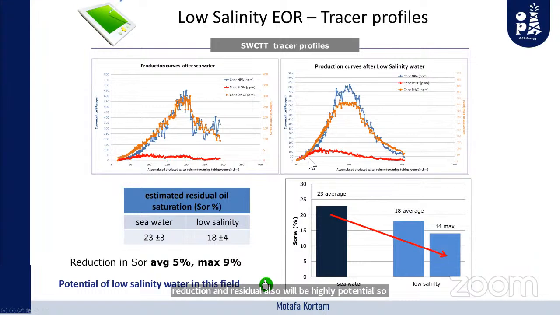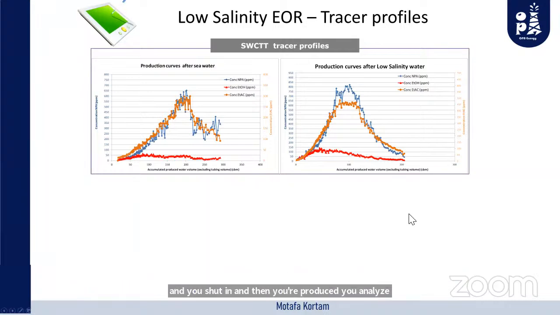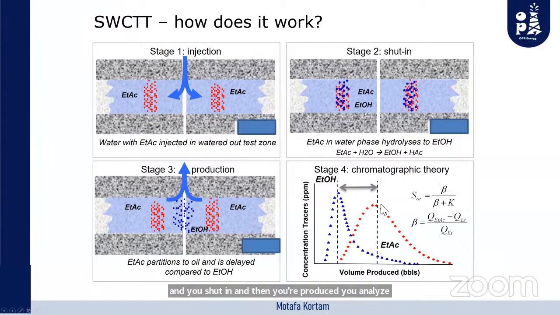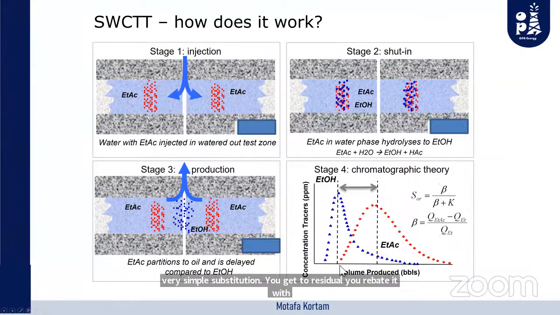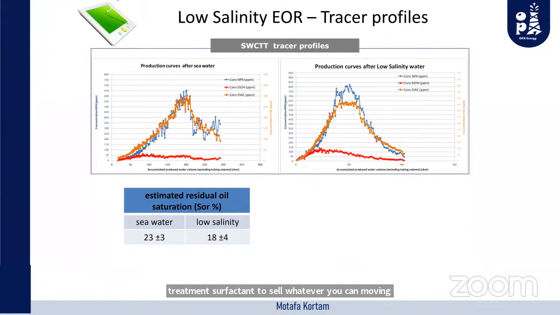You pump and you shut in, and then you produce, and you analyze with these equations. With these equations, you have the two streams or the two peaks: the one with alcohols that is dragged or attached with the water, or hydrolyzed, or partitioning with the water, and the one with the esters that is partitioning in the oil. You see the differences between the peaks, and with a very simple substitution, you get the residual oil. You repeat it with a higher efficiency treatment, surfactant, low salinity, whatever you can, moving, as we're saying, in an ascending way, but not a descending way.